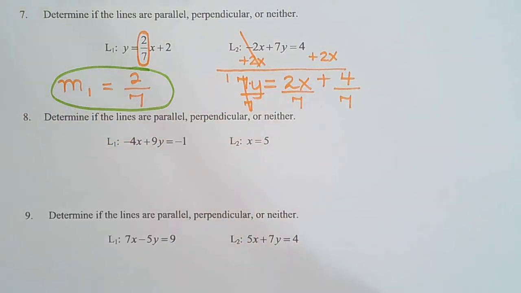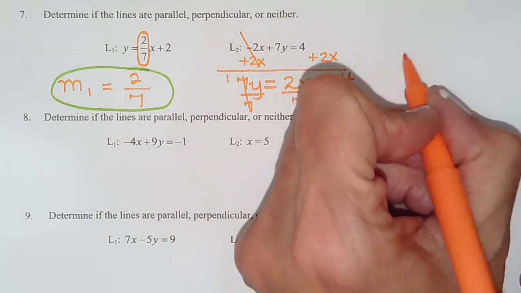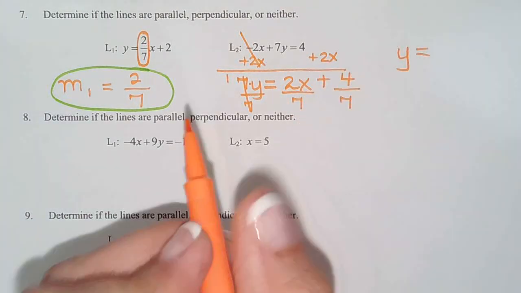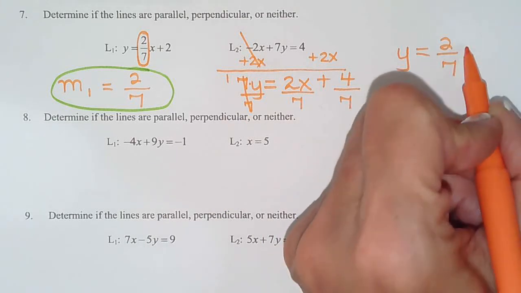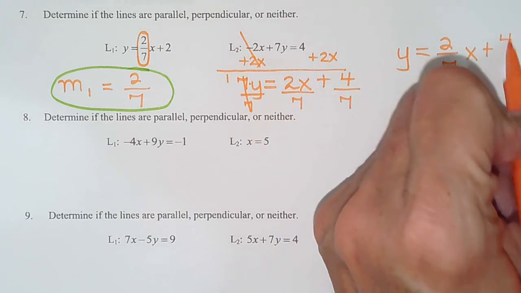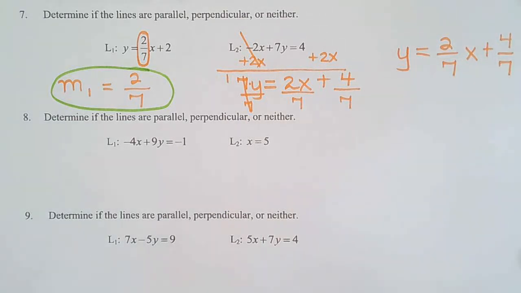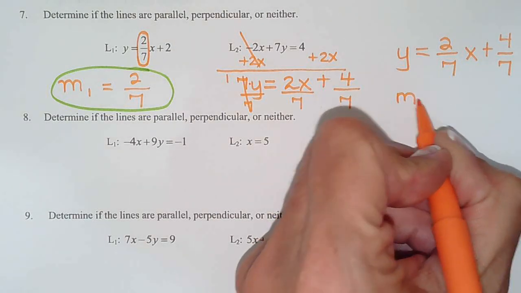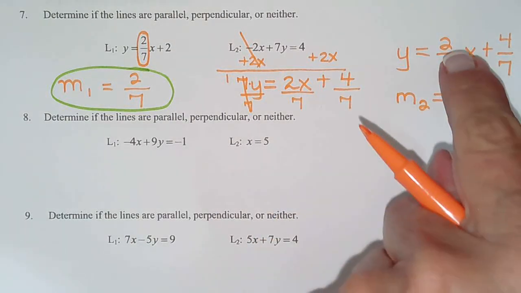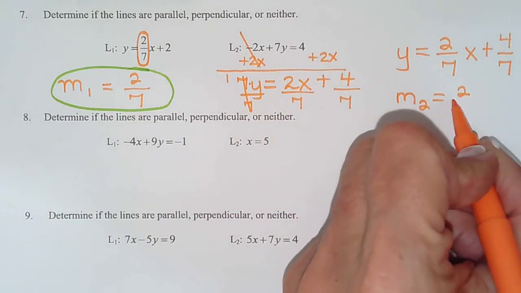So then we get y equals 2/7 x plus 4/7. So what's the slope? m sub 2 equals 2/7. So look at our two answers.